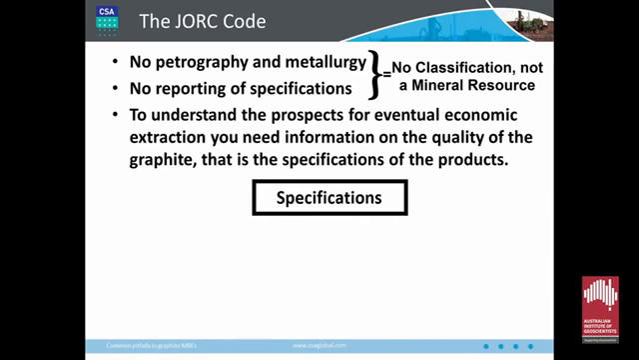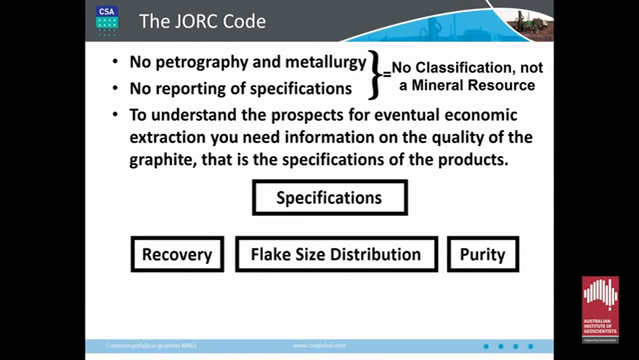To understand the prospects for eventual economic extraction, you need information on the quality of the graphite, and that is the specification of the products. So really the specification comes down to recovery on the one side, but really your flake size distribution and your purity, they'll give you a basket price and allow you to determine a value for your project.